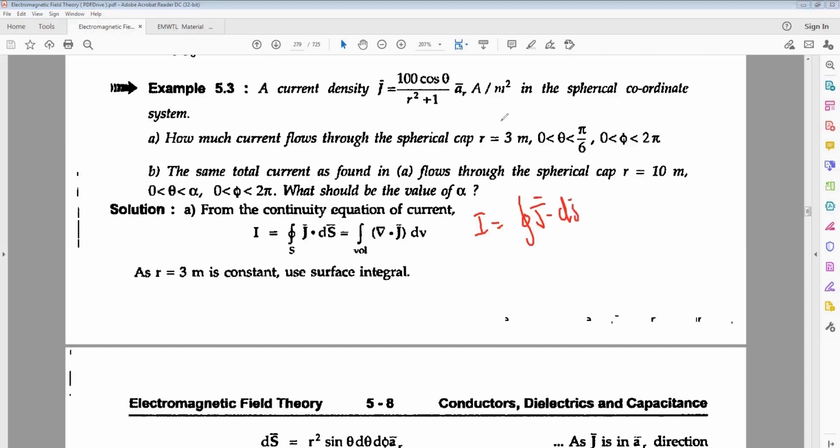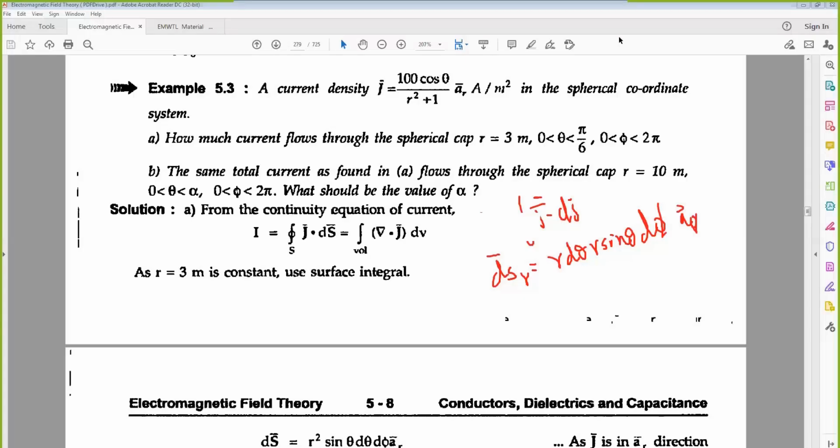We need to find the current I is equal to the integral of J bar dot ds bar. ds bar is also taken in the spherical coordinate system, r sin theta d theta d phi, so ds in the r direction is r d theta times r sin theta d phi.